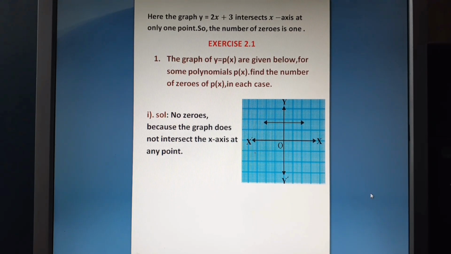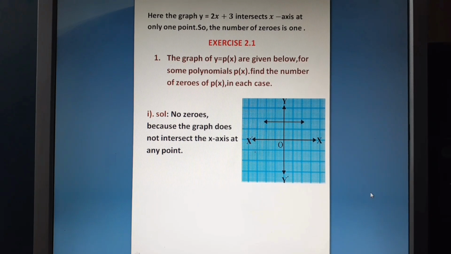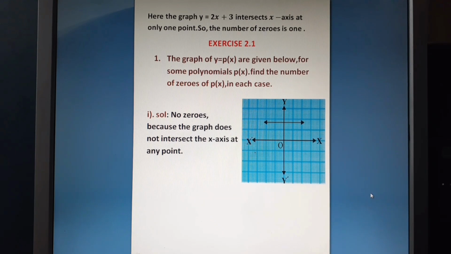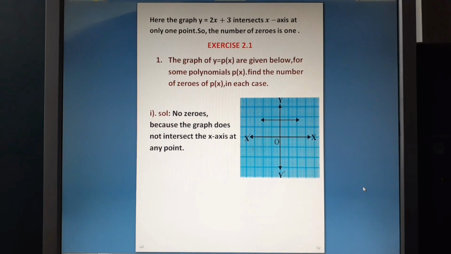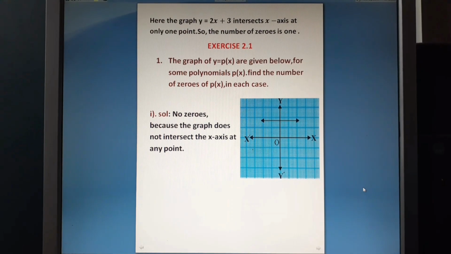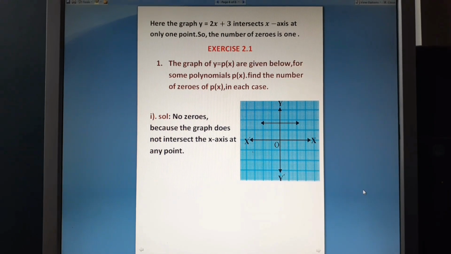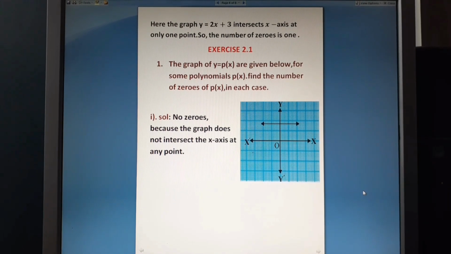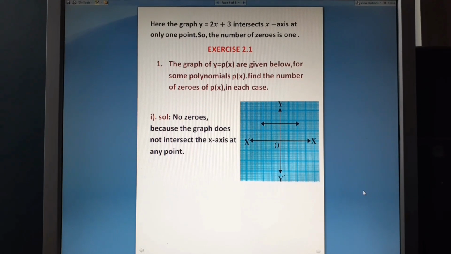See the exercise. Exercise 2.1. The graphs of y equal to p of x are given below for some polynomials p of x. Find the number of zeros of p of x in each case. First sum. See the graph. Here no zeros. That means it has no zeros because the graph does not intersect the x-axis at any point.